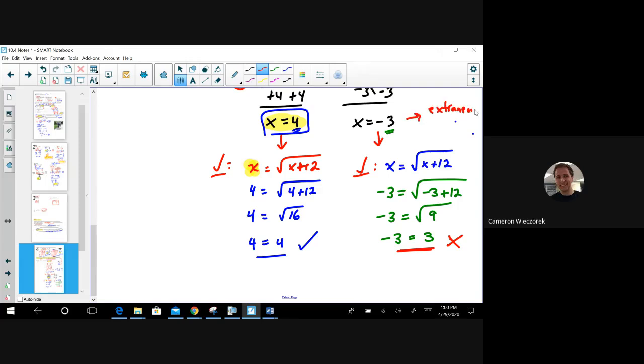So what do I do with an extraneous solution? I cross it out. I don't circle it. Okay, so the only answer to this problem is 4. This one is extraneous because it makes the original equation false, whereas this one made it true.